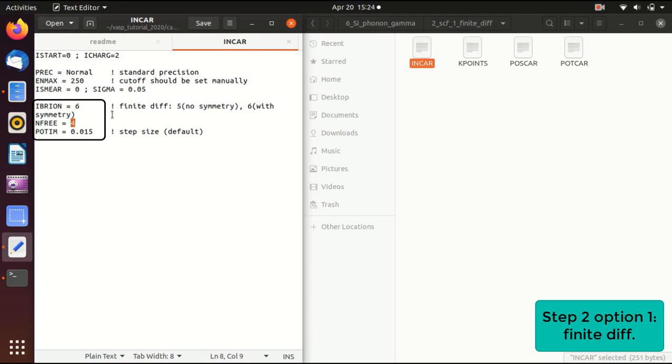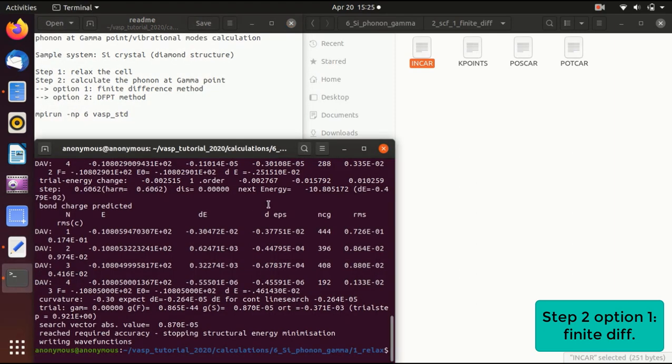NFREE equals 4. You can actually choose NFREE equals 2 or NFREE equals 4. And then POTIM is the step size. As I said before, the finite difference method is that you displace the atoms by this step size and then calculate the force matrix. For this, it is set as the default, which usually works well, so you can also ignore this line here. Okay. And then we can just run the calculation.